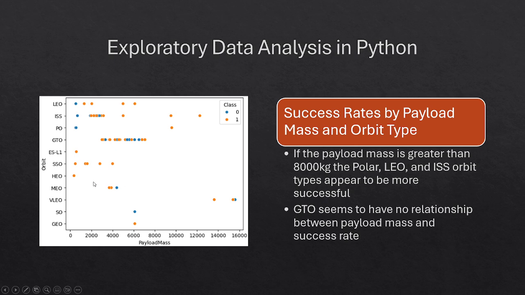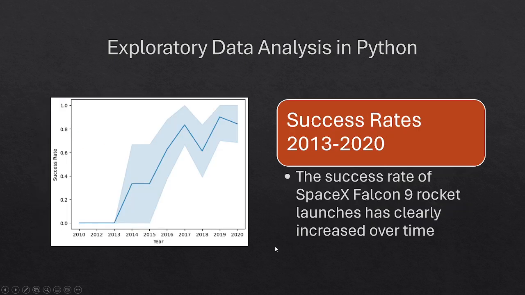And this SSO orbit type, 100% successful, but also they really only launched small rockets from here, between 0 and 4,000 kilograms. This is a pretty simple takeaway. When I'm looking at the success rate of these Falcon 9 rockets returning successfully, it's just gotten better over time.